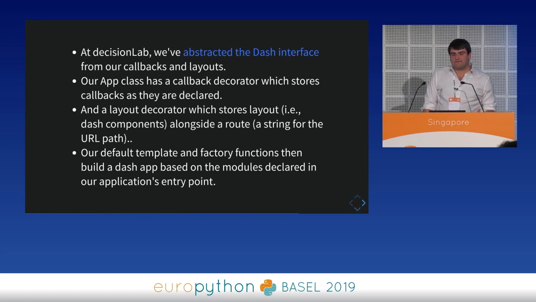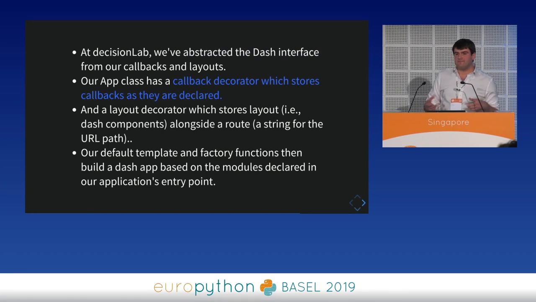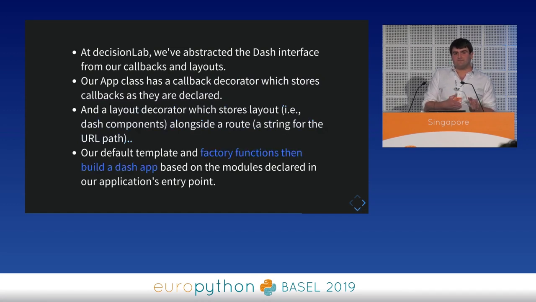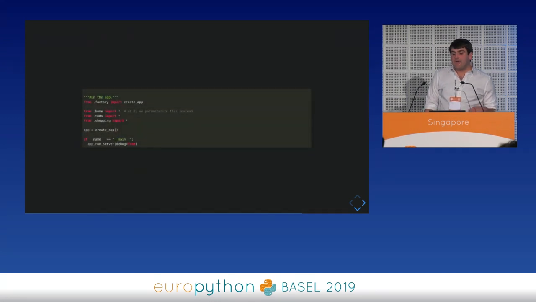So at decisionLab, and there's an example here in the code, I think it's app 6, you can see that we've abstracted the Dash interface from the standard callbacks and layouts decorators. And so we actually have our own class now, which just records all of our decorators, all of our callbacks and all of our layouts that are coming into the app. Then we have a base route that allows us to control which particular component is displayed at which particular path inside our app.